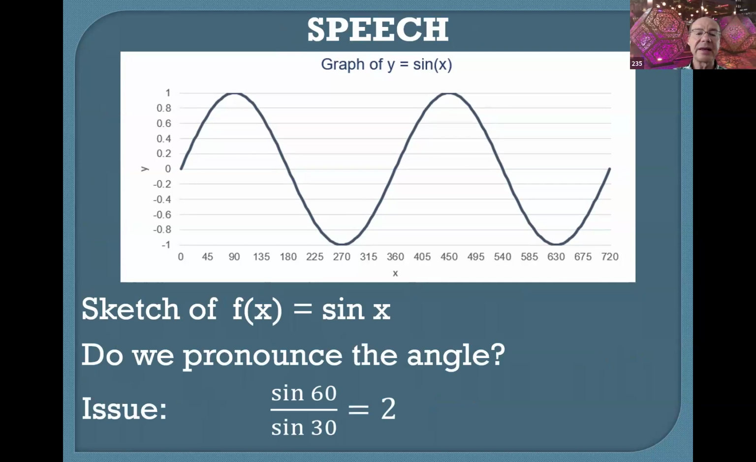So now here's another issue. Sine 60 is equal to sine 30. So the answer is 2. So what do the kids do? Well, they cancel the sines, and 60 divided by 30 is 2. Because so often, I don't know about you, but I found myself talking, here is the sine graph. I make no reference to an angle when I say the sine graph. Surely it should be the sine of x graph, because sine without an angle is a pointless concept.